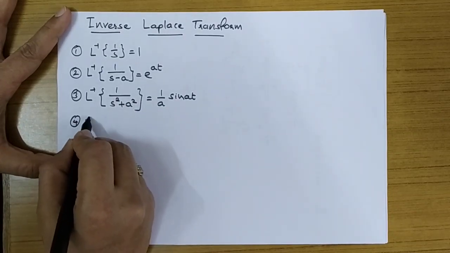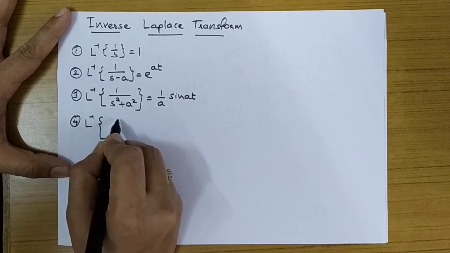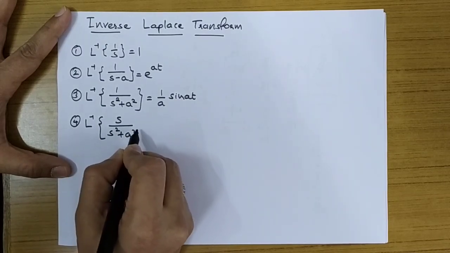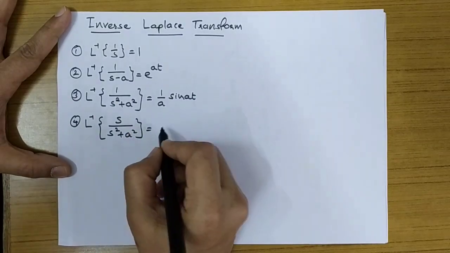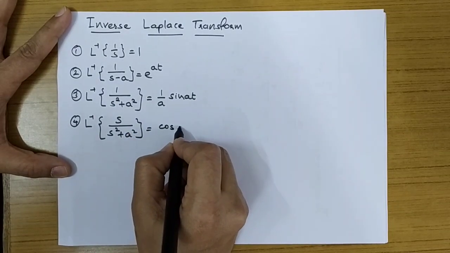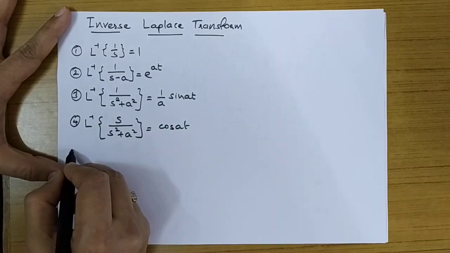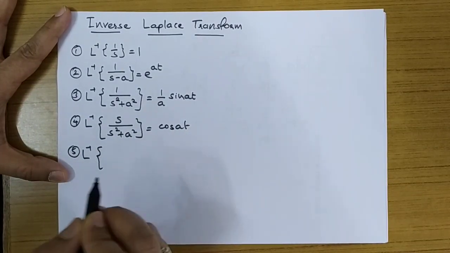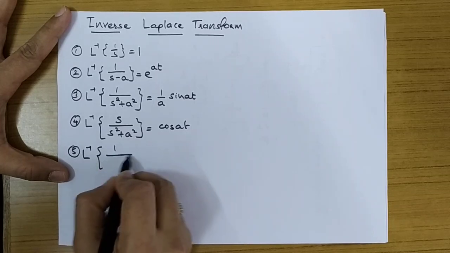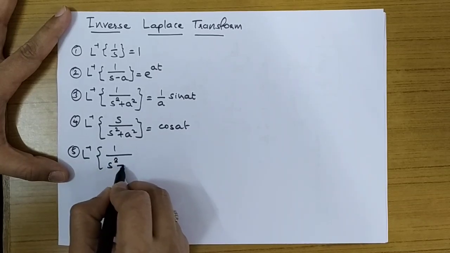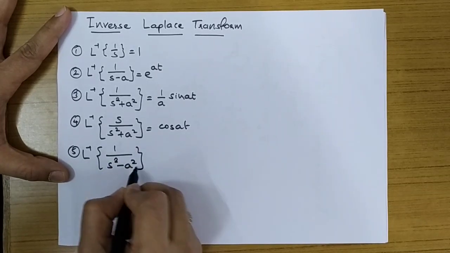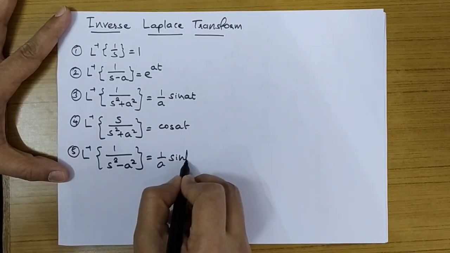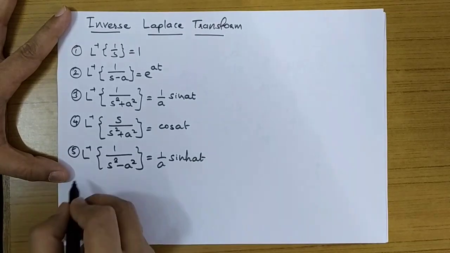Fourth, L inverse s by s square plus a square is cos at. Fifth formula, the hyperbolic formula: L inverse 1 by s square minus a square is equal to 1 by a sine h at.